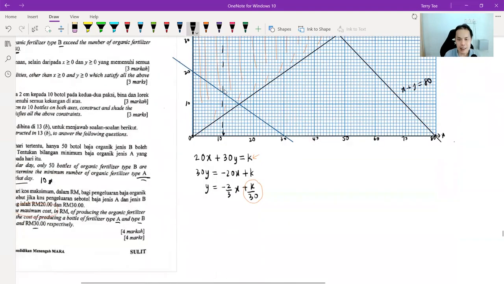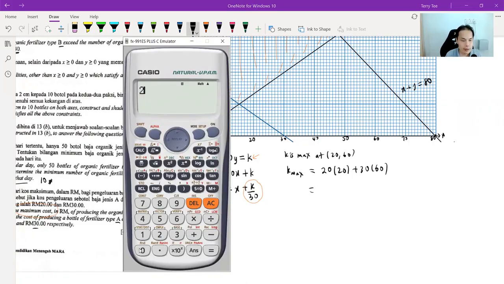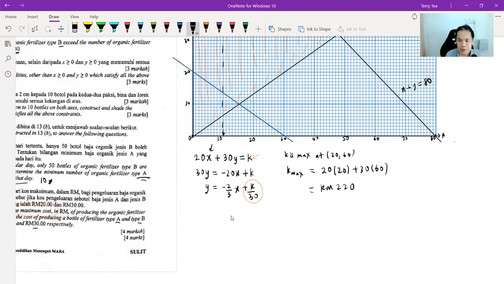So we say that K is maximum at (20, 60). To find the maximum cost, maximum level K, we substitute inside here. Your X is now 20. Your Y is now 60. Now let's use our calculator: 20 times 20 plus 30 times 60. This will give us 2,200. The maximum cost of producing this fertilizer will be 2,200.